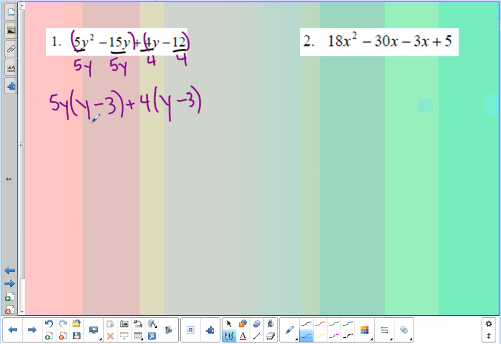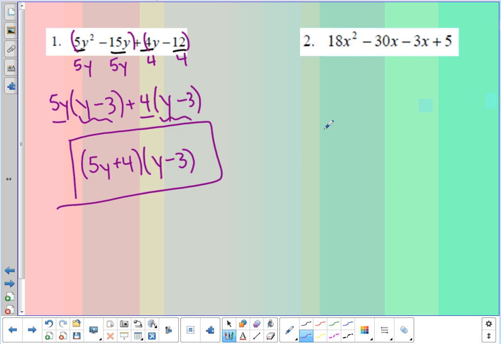And we know we've done this process correctly when the insides match, and they do in this case. So then the outsides become one of my factors, 5y plus 4, and then multiplied by the insides as my other factor, y minus 3. Let's do that one more time.